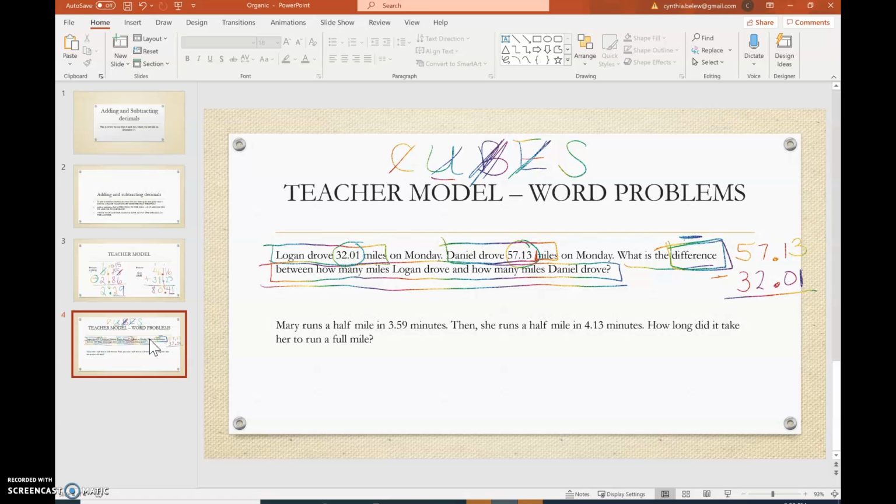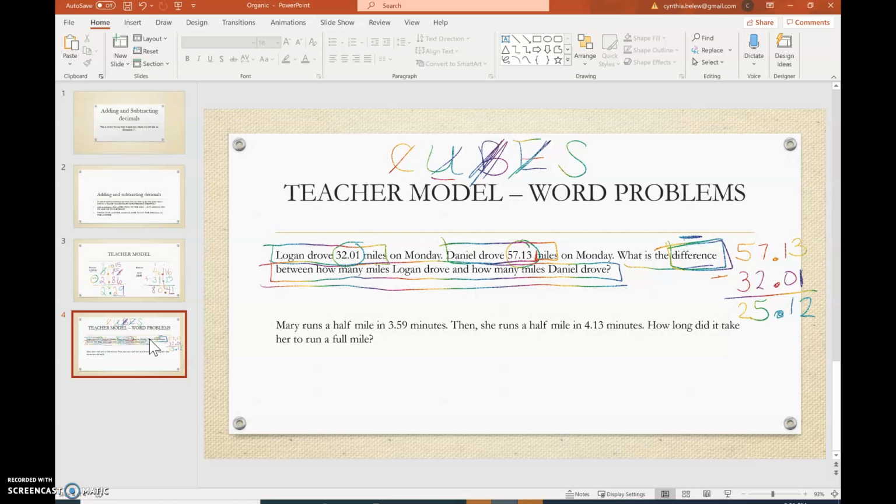3 take away 1 is 2. 1 take away 0 is 1. Decimal down. 7 take away 2 is 5. 5 take away 3 is 2. The difference between the miles that Logan drove and Daniel drove is 25 1200ths miles.